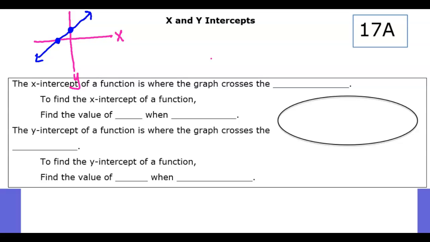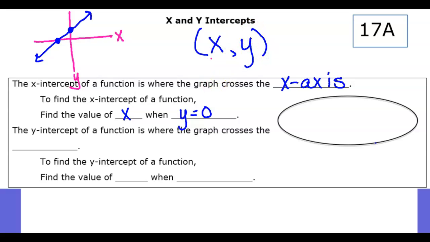So the x-intercept of a function is where the graph crosses the x-axis. To find the x-intercept of the function, we're going to find the value of x when y is equal to 0. Now remember, with an ordered pair, your x is first and then you have your y. That's an ordered pair. We can take that ordered pair and graph a point on the coordinate plane.